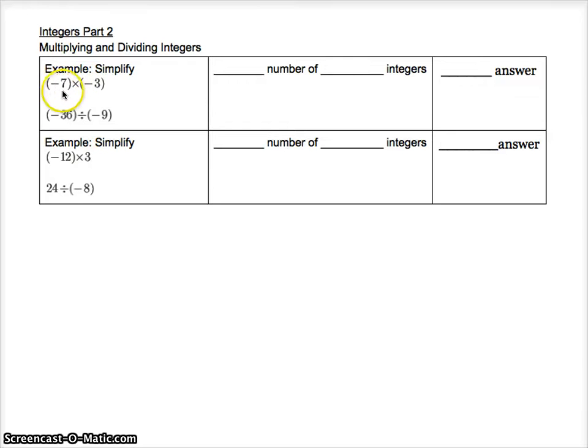In the first example, I've got two negative numbers. So I'm going to multiply them together here in a second, and we'll figure out what our answer is. Alright, so the rule is, if I have an even number of negative integers, I'm going to have a positive answer.